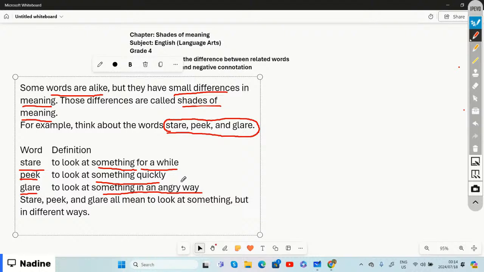And all three of these, it's like they're looking at something but in a different way. All right. So if we look at more words, right, when it comes to shades of meaning.